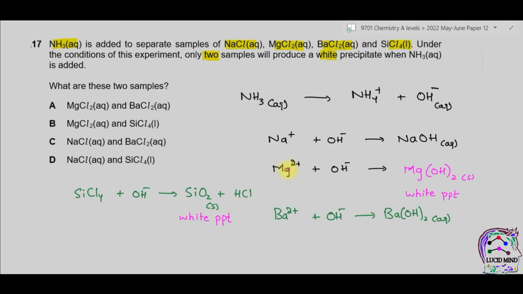So SiCl4 and MgCl2, they form white precipitates, so we can find out them. We have MgCl2 and SiCl4. Correct answer is therefore B.